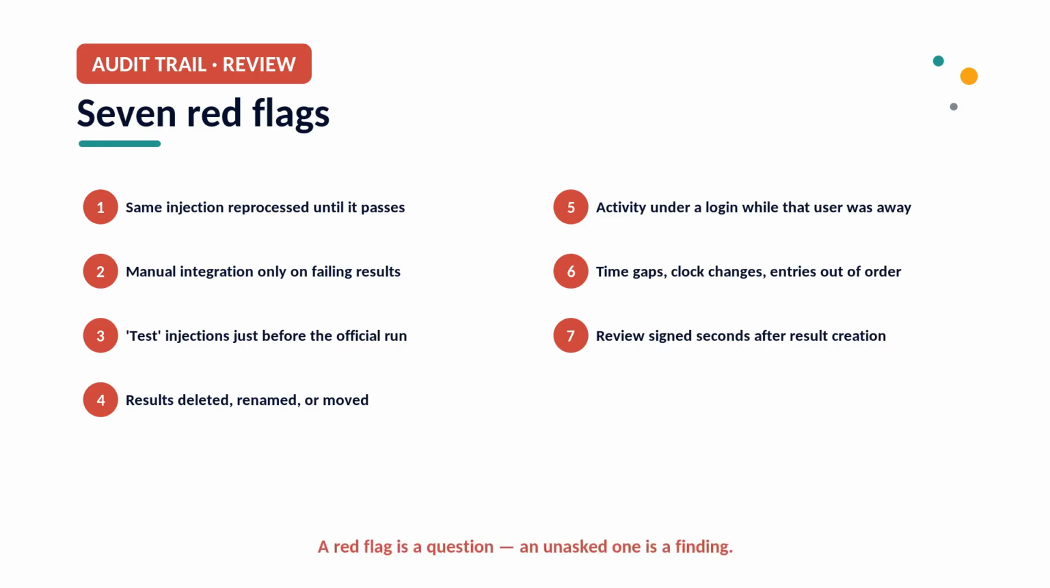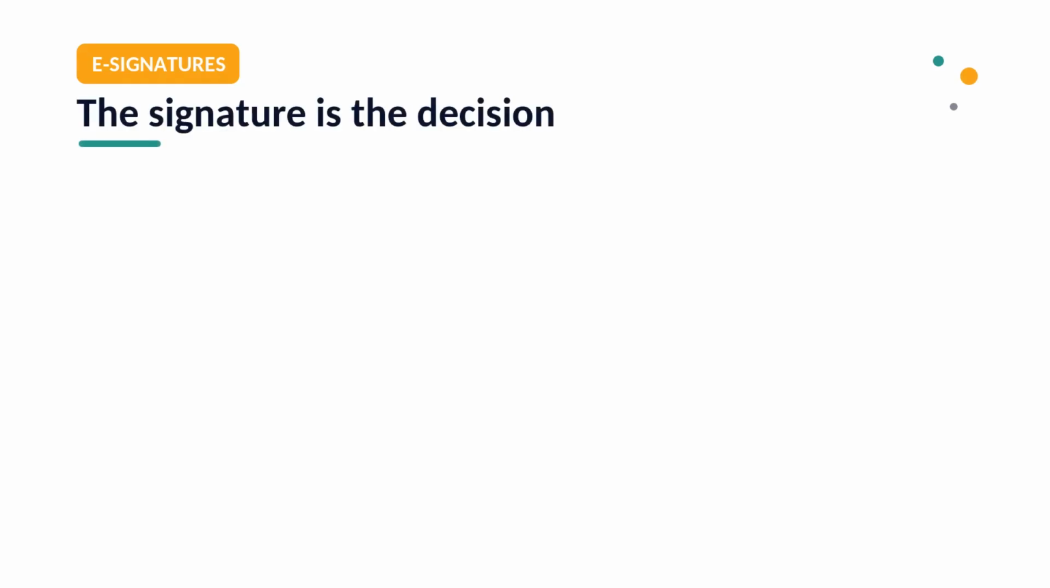It can't be switched off, entries can't be edited or deleted, and it's retained alongside the records it describes. Control 3. Electronic signatures, where accountability attaches.